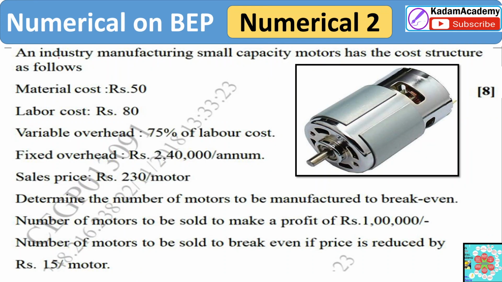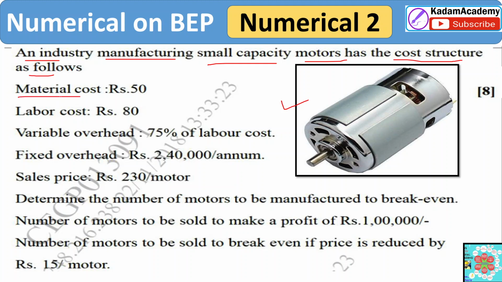This is the numerical, I will read it. An industry is manufacturing a small capacity motor. This is the motor. Its cost structure is as follows. What is the cost structure? These are the cost elements.